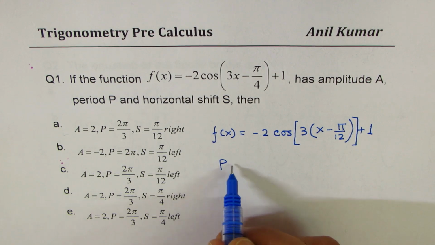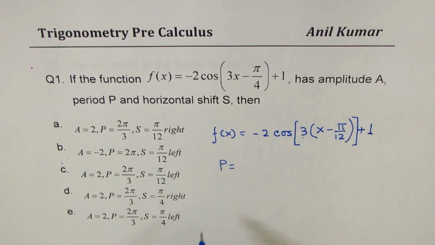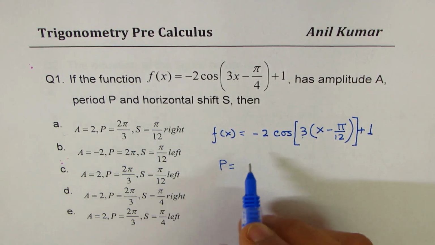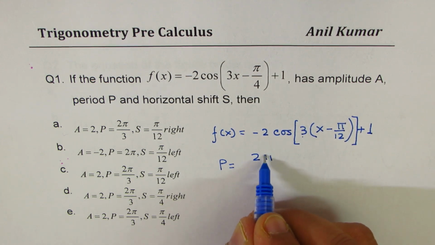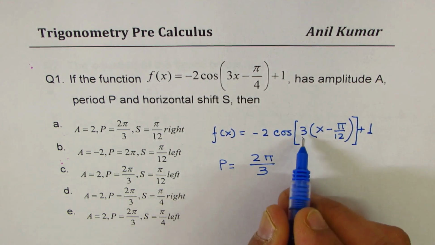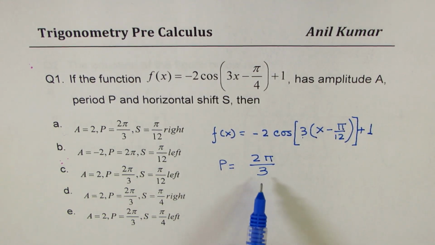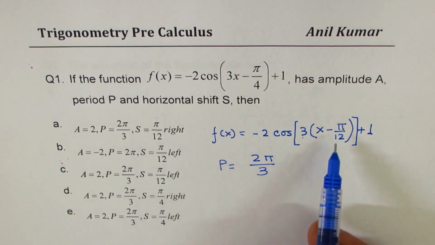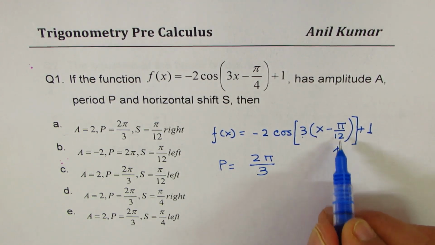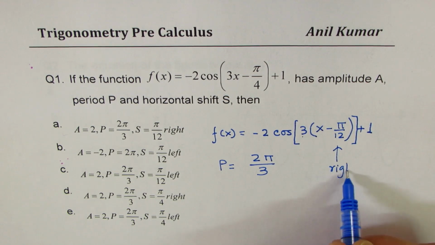Now time period p can be calculated from this value. So values are in pi radians. So we'll say 2 pi by 3, divide by this, right? So that gives you the time period p. And this is to the right, right? This one is pi by 12 to the right.